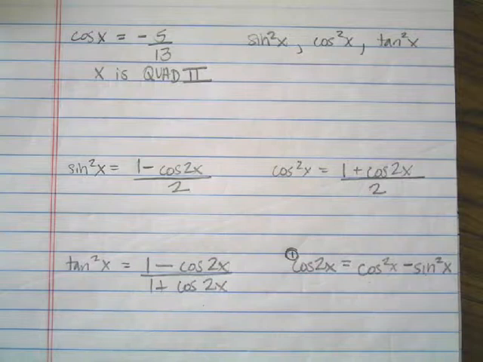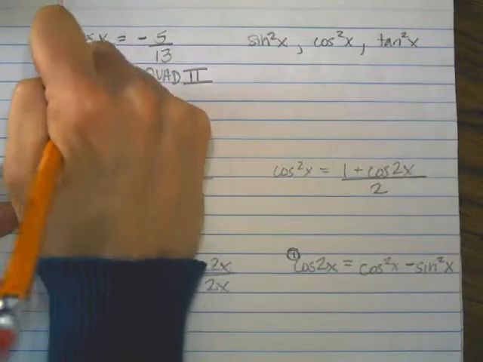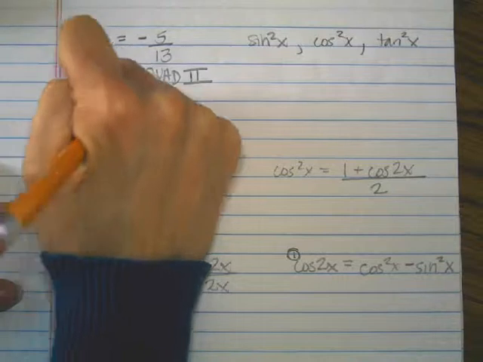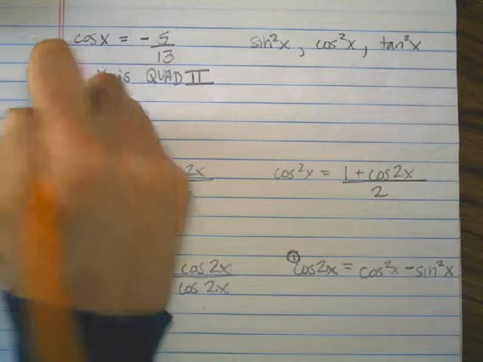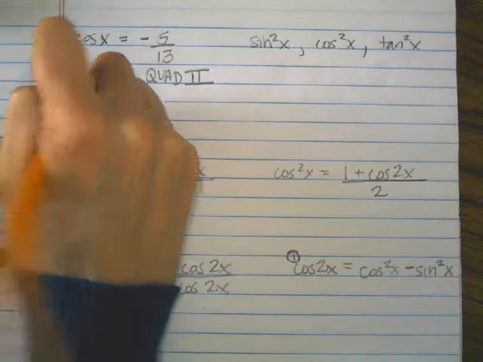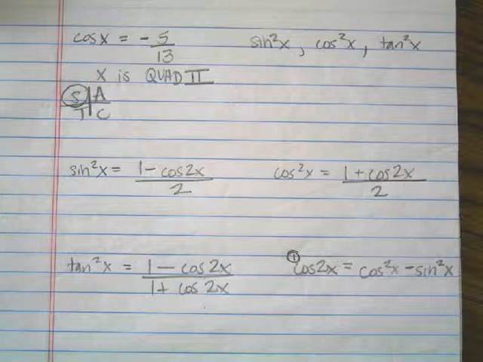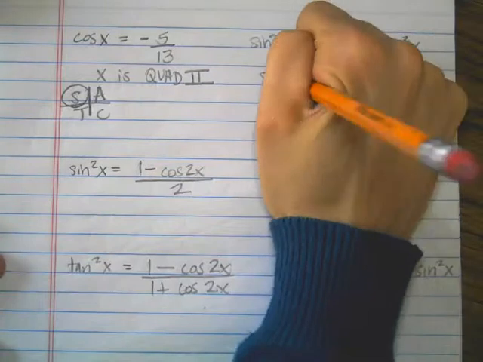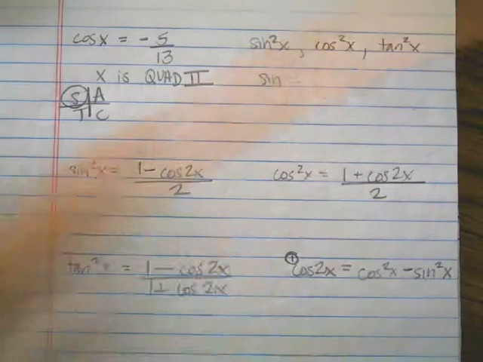So, if we're in quadrant 2, the first thing we do, remember, is figure out what's positive and negative. So if we're in quadrant 2, what's positive, sine or cosine? In quadrant 2, what's positive? Sine. So sine is going to be positive, so we leave it positive. Since we don't need tangent, I'm going to leave tangent alone.